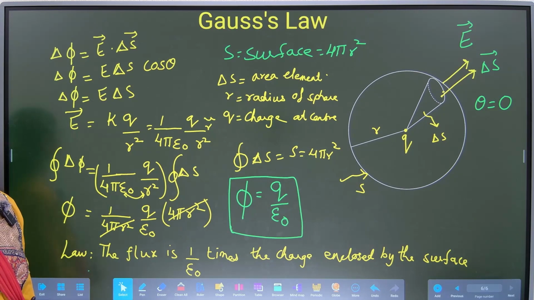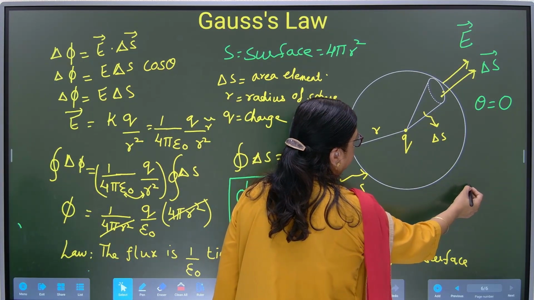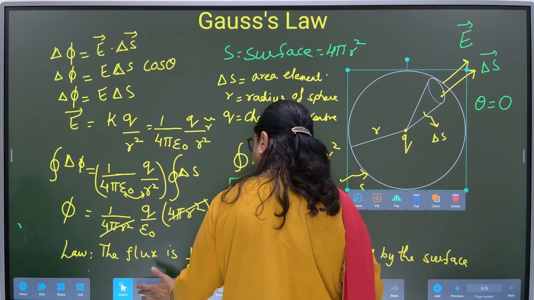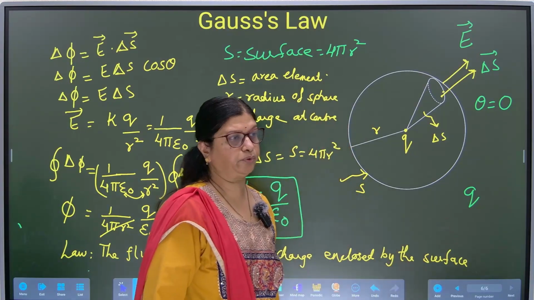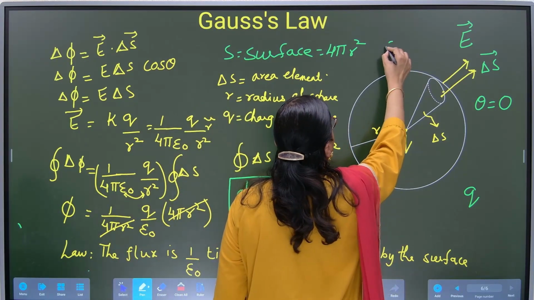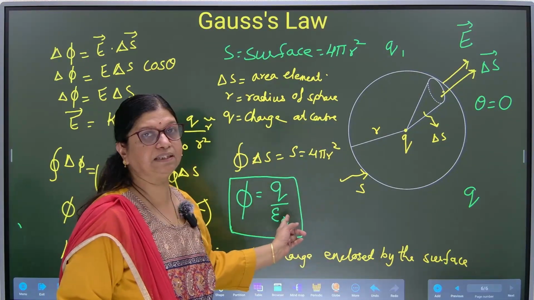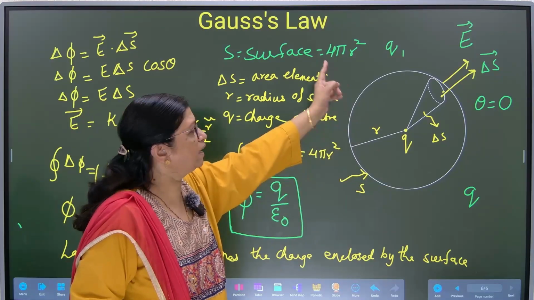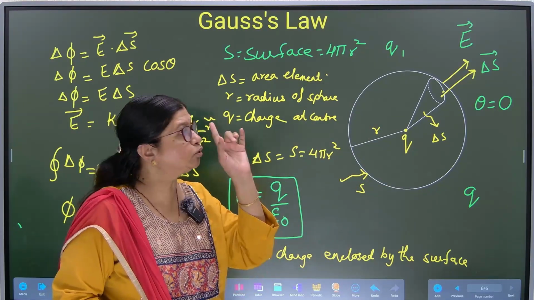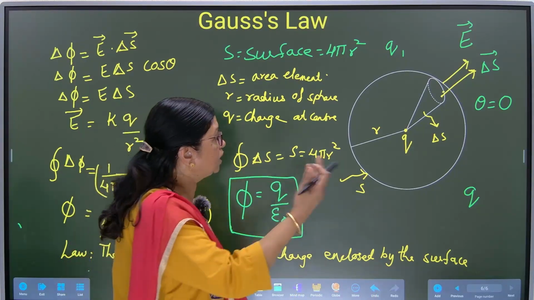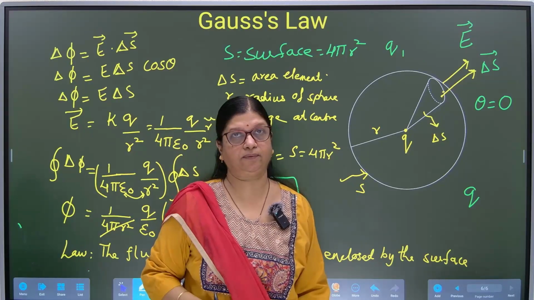So here comes one more question. Suppose I have one more charge here, of the same magnitude. I have another one here, Q1, of another magnitude. Should I consider these two charges' addition here in our formula? No. I should only consider the charge which is in the surface of consideration.